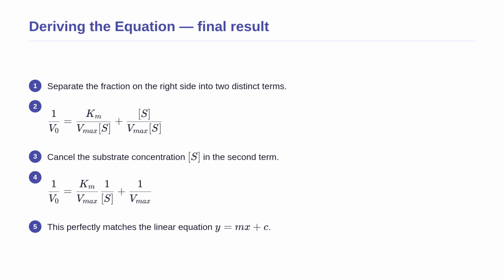Notice that in the second term, we have the substrate concentration in both the numerator and the denominator. We can cancel these out completely. This leaves us with our final result, the Lineweaver-Burk equation. By separating the terms, we have beautifully isolated our variables to perfectly match the classic straight line equation, proving exactly why this algebraic manipulation works.